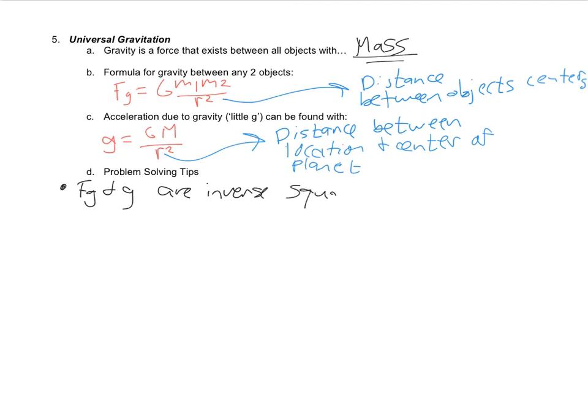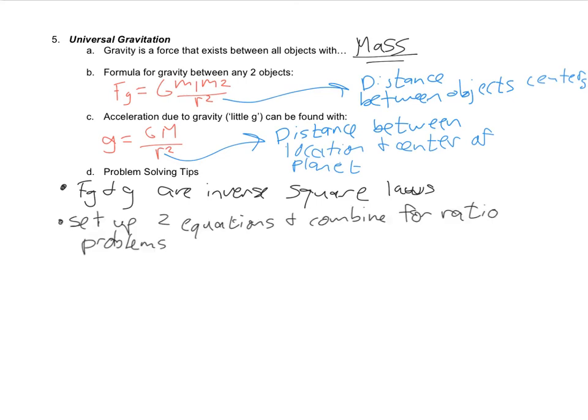Okay, so that means that as the distance doubles, the force or the acceleration due to gravity is divided by a factor of 2 squared. The next thing is when we're dealing with those ratio problems, we need to set up two equations and combine. So those are the ones where the force of gravity between two objects is F. What happens if the distance between them triples? We would set up our new and our original situation for those.